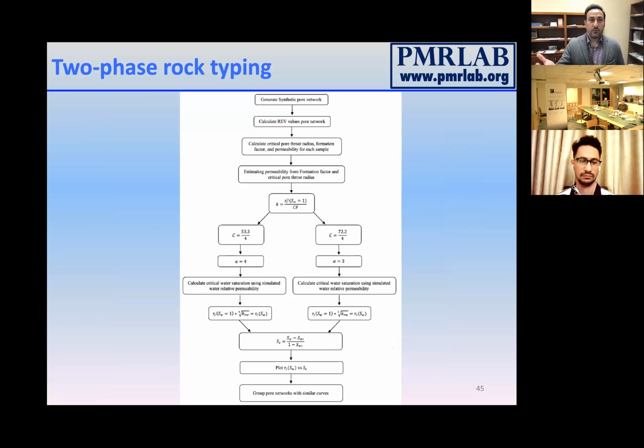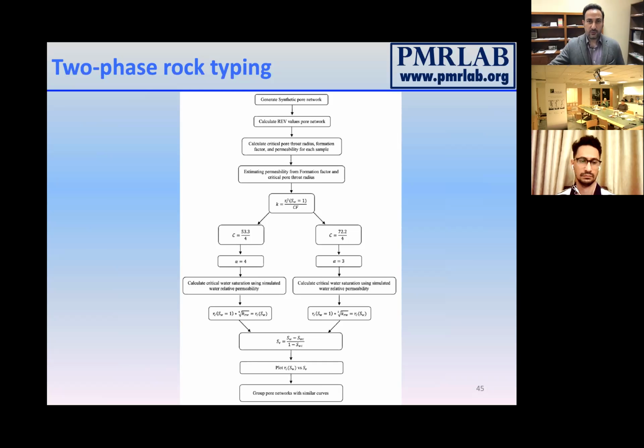Just to walk you through the 2-phase rock typing. First thing first, we generated some synthetic pore networks by means of pore network simulations. We made sure that all the results are above the REV. So we had REV plots. We also simulated permeability, formation factor, water relative permeability. Capillary pressure curve was also simulated, but we didn't include that into our 2-phase rock typing because we have pore throat radius distribution.